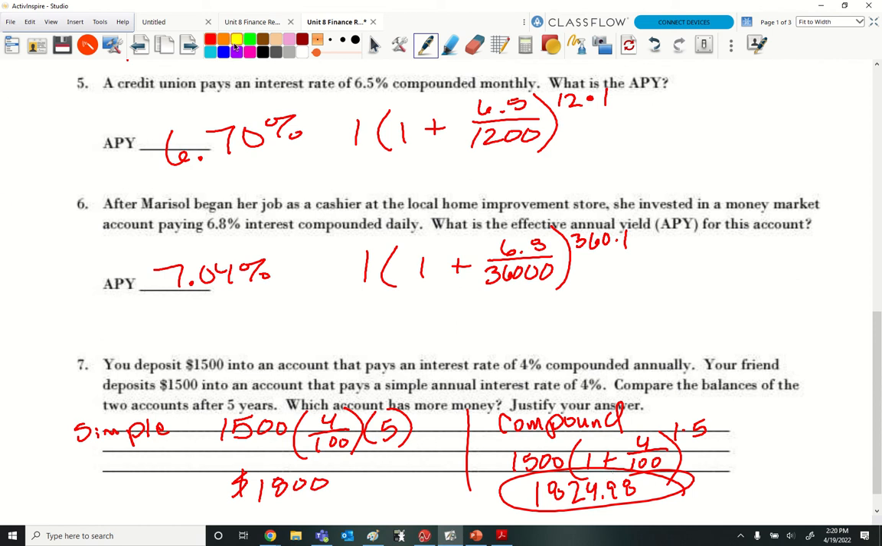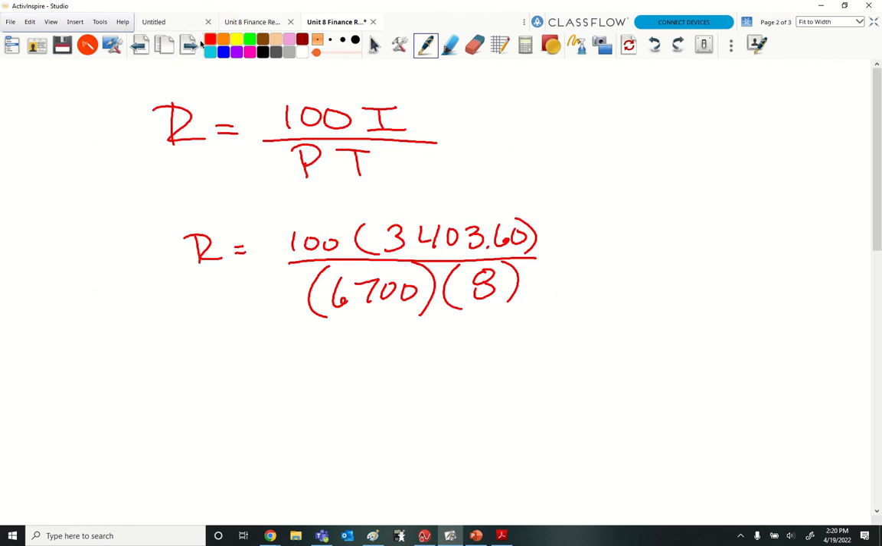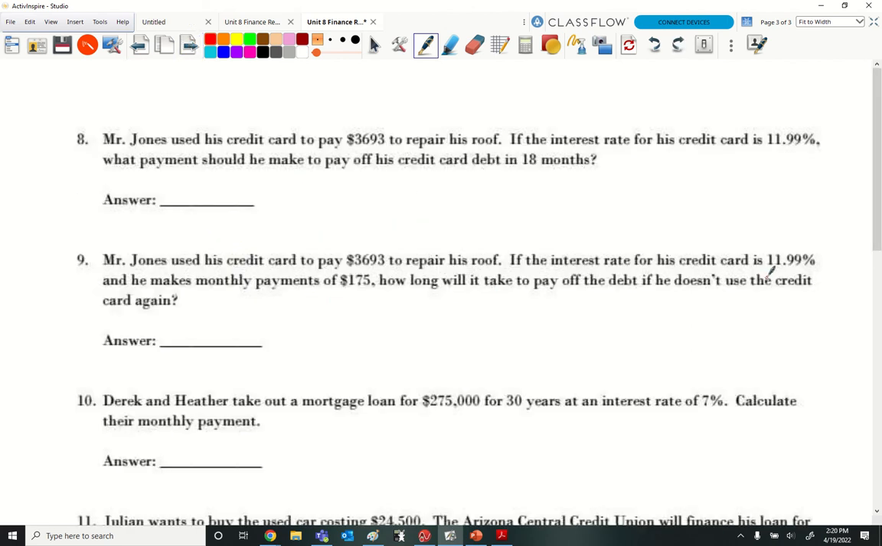All right, let's move on to the next page. There we go. 8. It says, Mr. Jones uses a credit card to pay $3,693 to repair his roof. If the interest rate for his credit card is 11.99%, what payment should he make to pay off his credit card in 18 months? Now, where am I going to find this in my notes? 8.3. Is this credit cards? Yeah, I believe the title of 8.3 was credit cards, wasn't it?